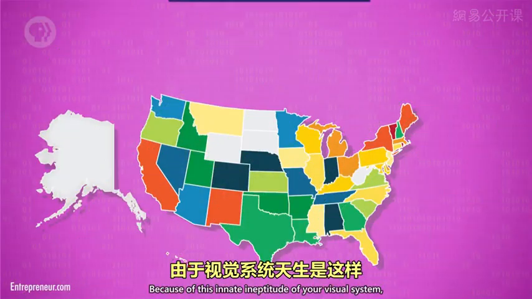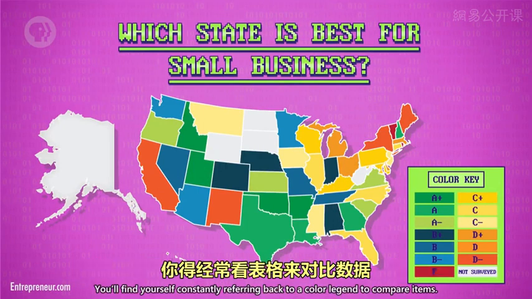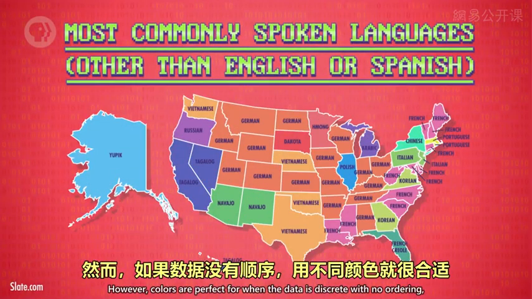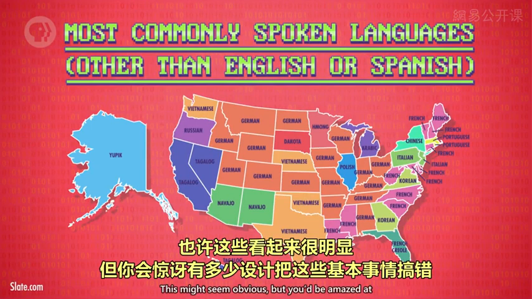Because of this innate ineptitude of your visual system, displaying continuous data using colours can be a disastrous design choice. You'll find yourself constantly referring back to a colour legend to compare items. However, colours are perfect for when the data is discrete with no ordering, like categorical data. This might seem obvious, but you'd be amazed at how many interfaces get basic things like this wrong.